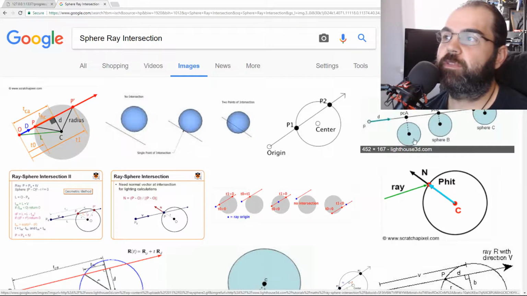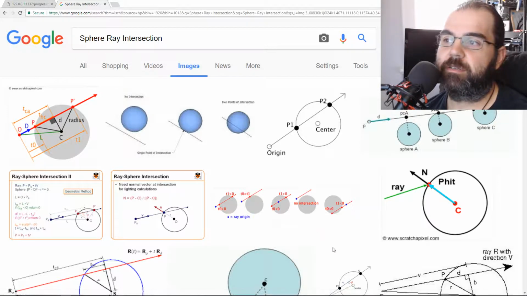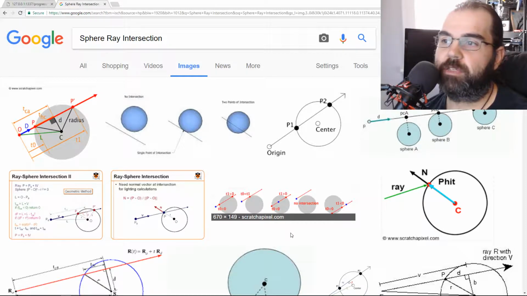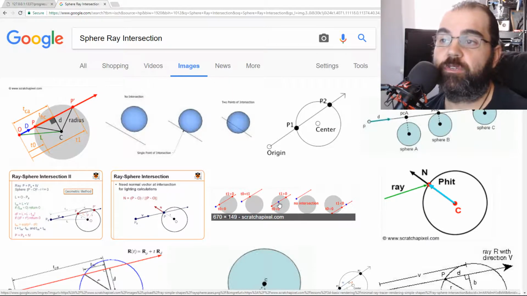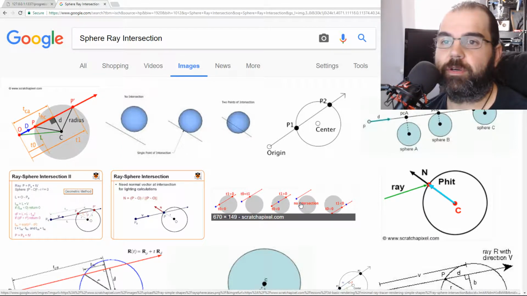Basically, you have three states really. Either you miss, you touch the edge just perfectly, or you have 2 points of intersection. Lighthouse 3D has a pretty good image that illustrates it. Scratchapixel has practically similar ones. They add a couple extra conditions, like having the origin of the ray inside the sphere. That gives you slightly different things, but it's the same idea. You get 2 intersection points, or 1 intersection point, or no intersection at all.